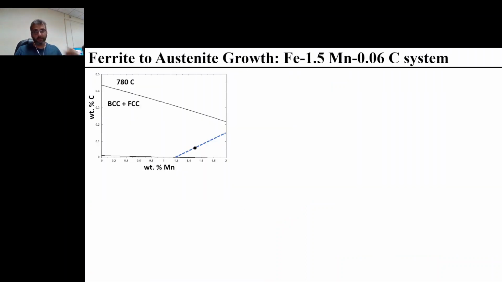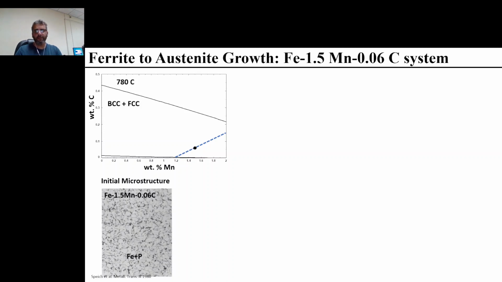So the first problem I would like to talk about is the ferrite to austenite growth in this steel composition, manganese carbon composition, which is shown here. So this is very important. The ferrite to austenite growth problem is very important in dual phase steels, where the mechanical property of the steel is determined by the relative composition of the ferrite and austenite. And what you see in the phase diagram here is the nominal composition and the equilibrium tie line connecting the nominal composition here.